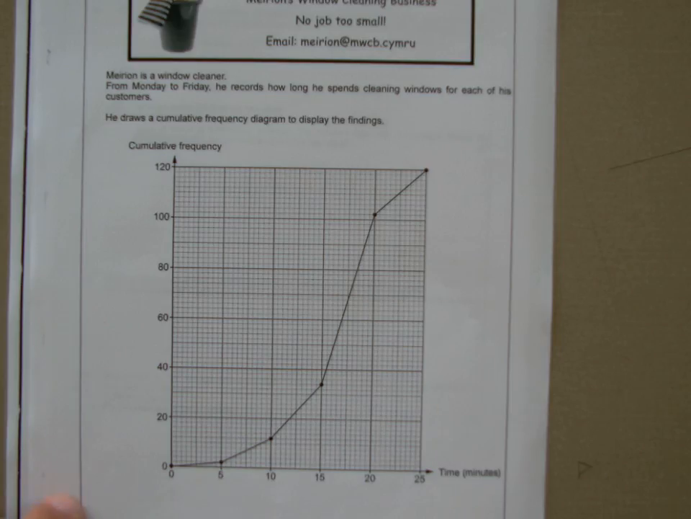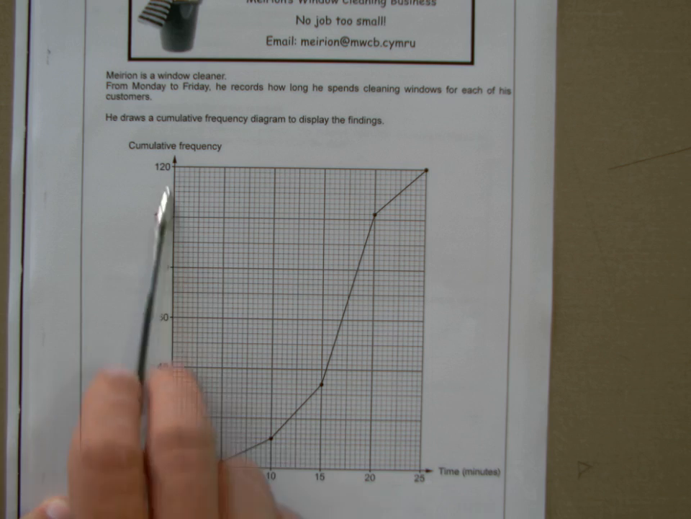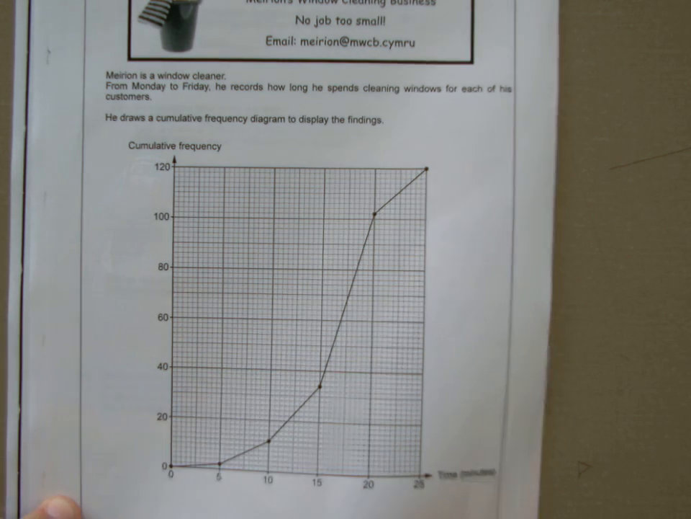Okay, so it says here, Mayron is a window cleaner. Monday to Friday, he records how long he spends cleaning windows for each of his customers. He draws a cumulative frequency diagram to display the findings. So here's the timings, and the cumulative frequencies along here. So we can see he's got 120 customers.